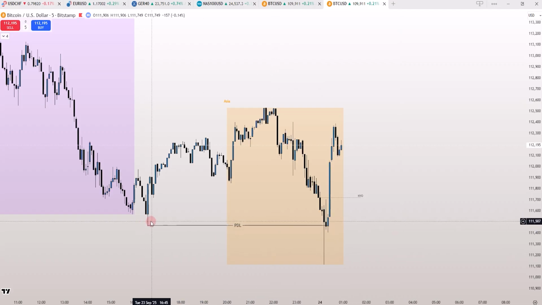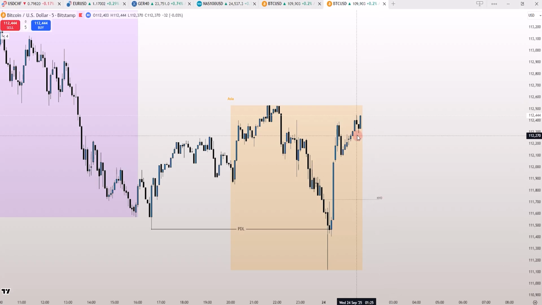There, the PDL, the previous day's low, had already been withdrawn, and a reversal had occurred. This was the first signal that it was time to start looking for confirmation for purchases. Then the first confirmation appeared. The market showed that order flow could be active, but that wasn't enough. I waited for additional signals.